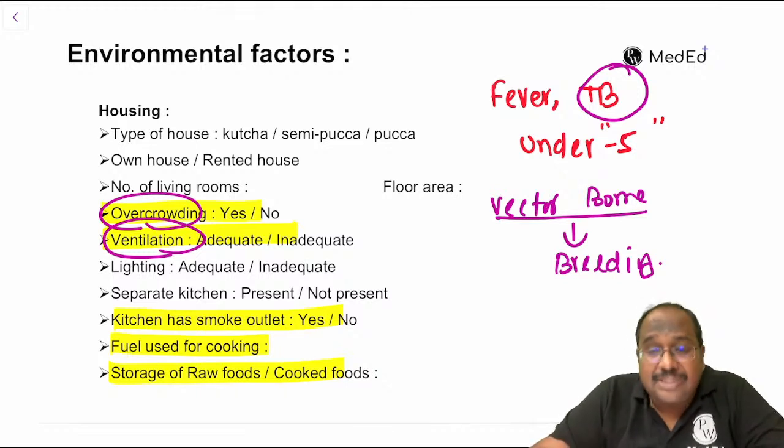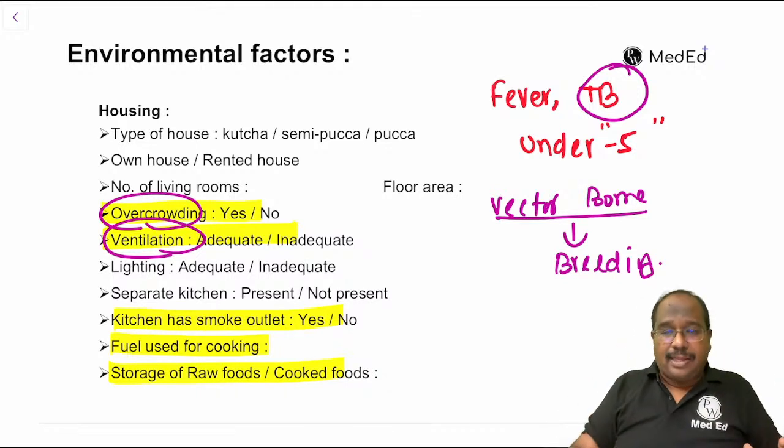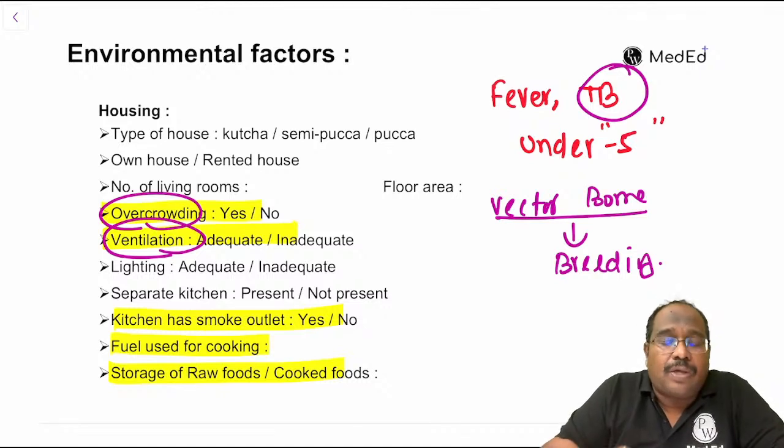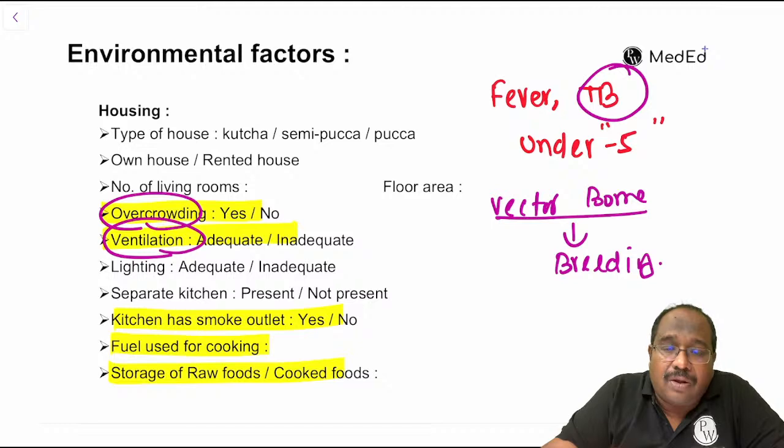This you have to ask. Just keep that in mind and train your mind like that. If it's a case of fever, in environmental factors I should focus on water, food and sanitation, and whether they are using some boiling measures. If it's a case of TB, whether overcrowding is there or not, whether everybody is sleeping in the same room. That we have to see.